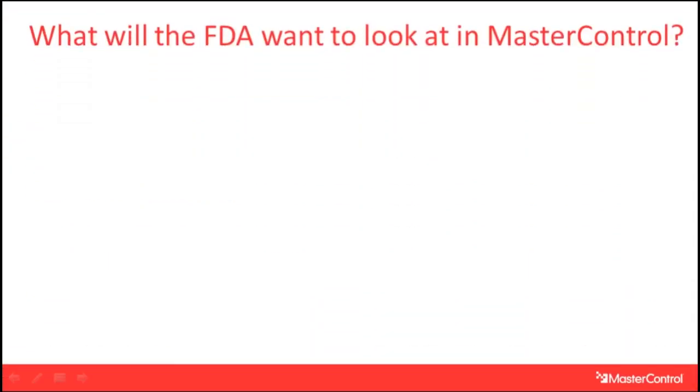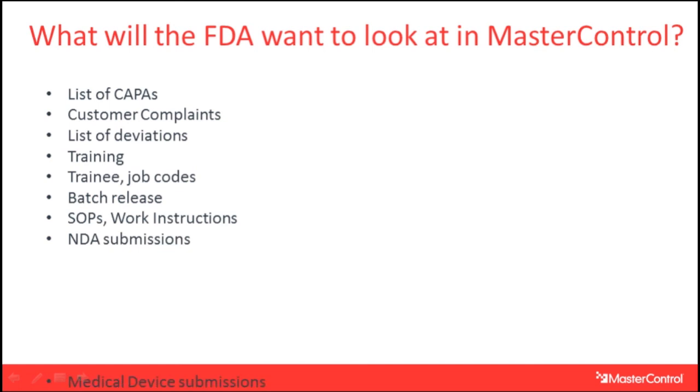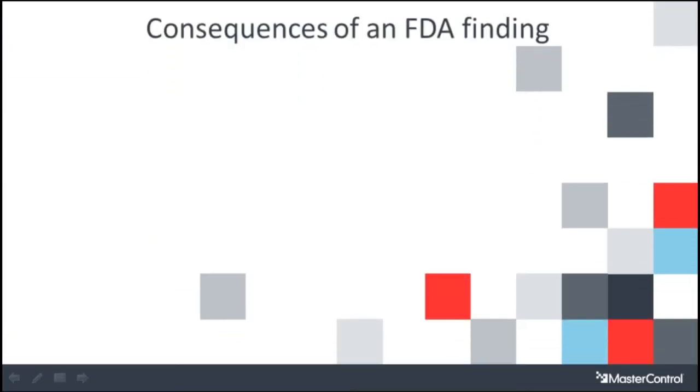All right, so what does the FDA want to look at in master control? Okay, how many of you guys are doing CAPA? Yeah, they're going to want to see that, okay? They're going to want to see customer complaints. They're going to want to see a list of deviations, training, trainee job codes, statuses, batch release, SOPs, work instructions, NDA, medical device submissions, validation test scripts, and user requirements, and change control. All those things will follow. What's that? No. I'm being liberal here.